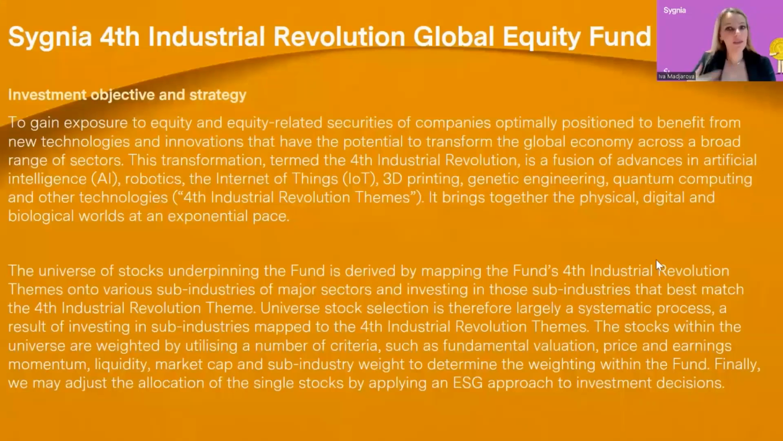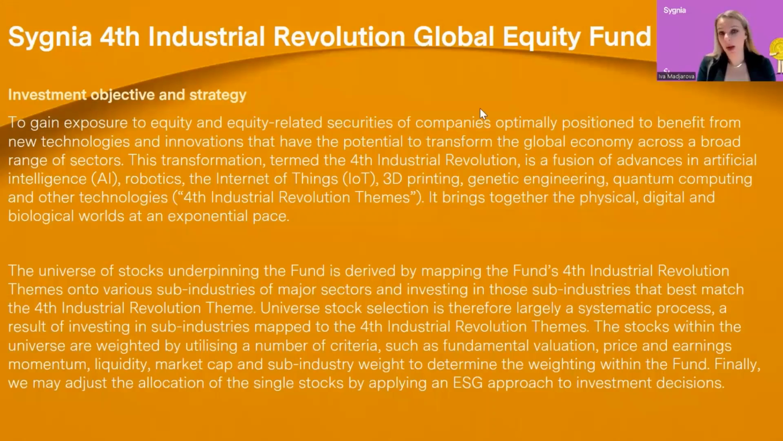By investing in the 4th Industrial Revolution Fund, you can expect to have exposure to companies that are optimally positioned to benefit from new technologies and innovations that have the potential to transform the global economy across a broad range of sectors. I've already mentioned some of these sectors, but they really are things such as robotics, artificial intelligence, the Internet of Things. And the stock selection universe is the S&P Kensho New Economies Composite. Now, Kensho has these 21st century sectors that I will chat to you a little bit about over the next couple of slides, but that is the starting universe of the fund.